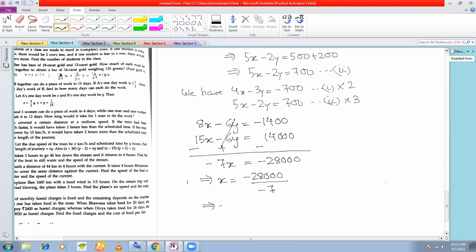That means you're getting x is equal to, this minus minus will cancel. Excuse me, 4,000 sir. Tell me. So it would be 3 sevens is 21. Which one? Okay, this will be 21. Okay, I'll just change this. 21.